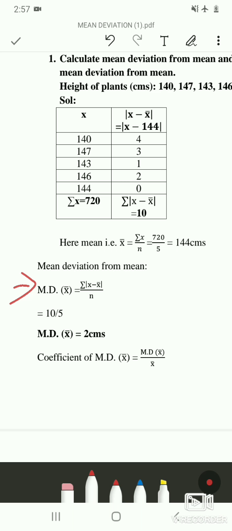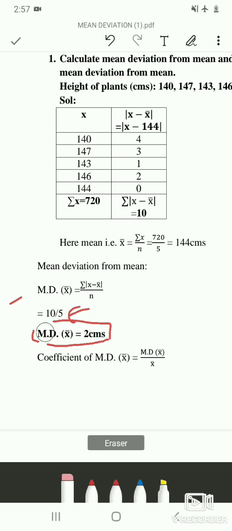Therefore substitute in the mean deviation formula, that is mean deviation from mean is summation of |x minus x bar| upon small n. So here summation of |x minus x bar| is 10 and small n is 5. Therefore mean deviation from mean is 2 centimeters. So here this is an absolute measure, so we are writing the units.